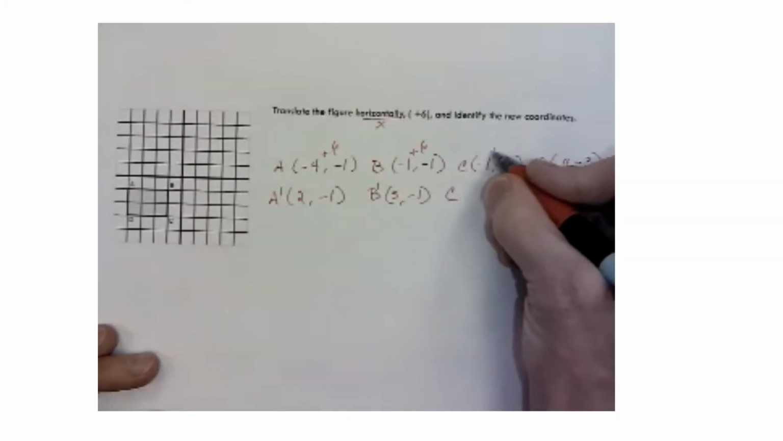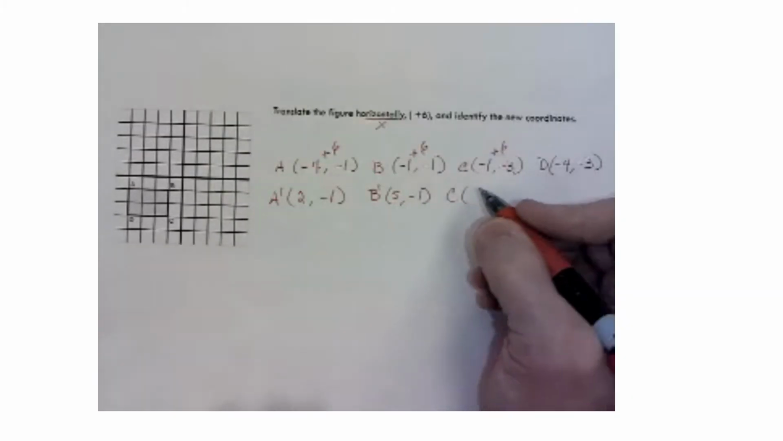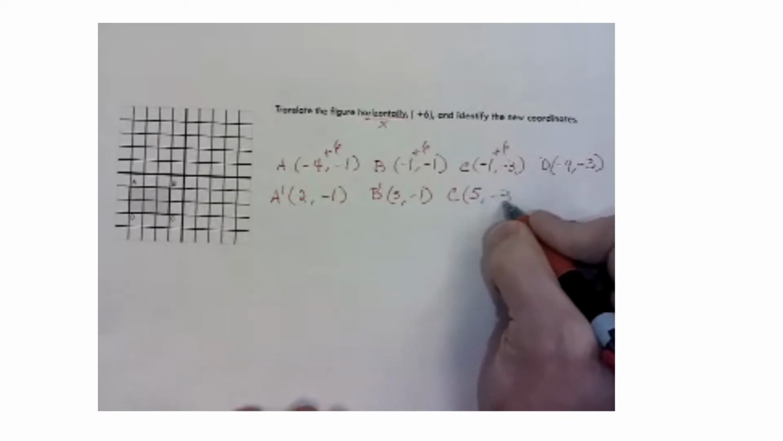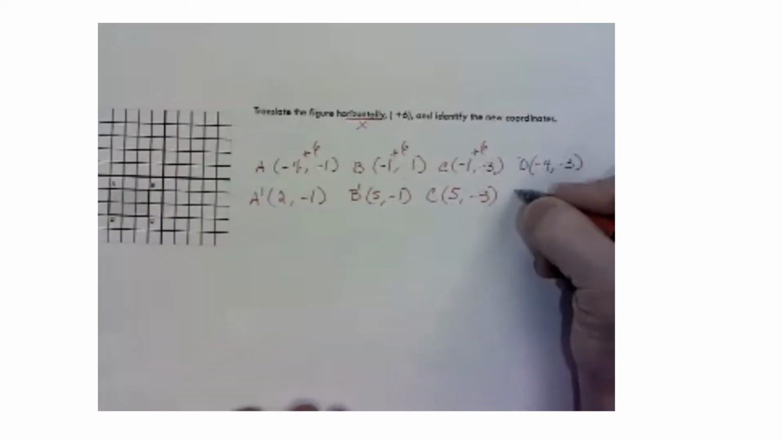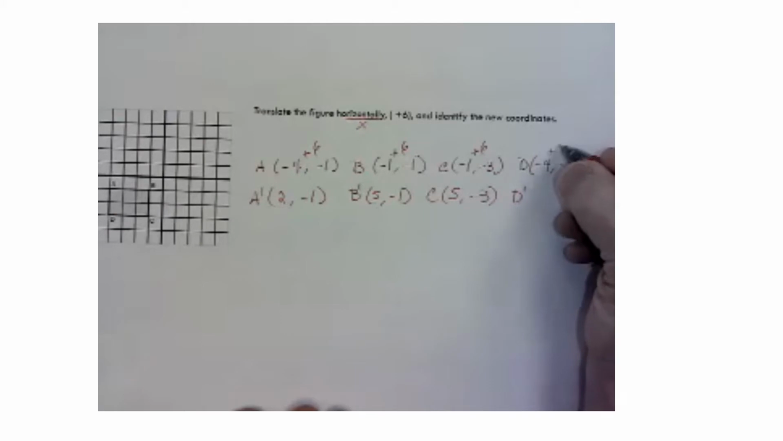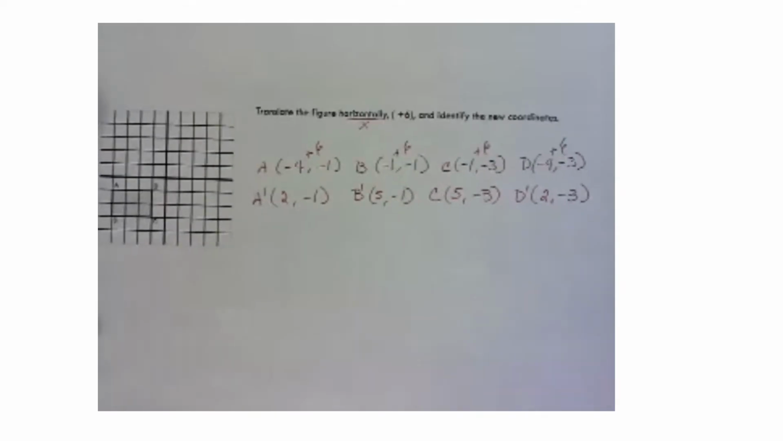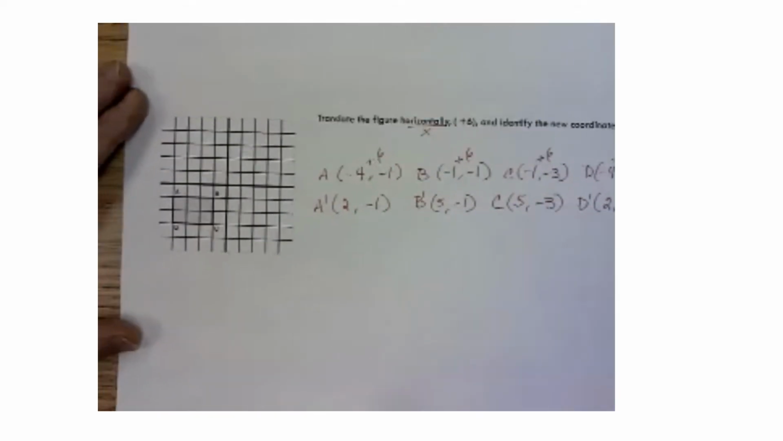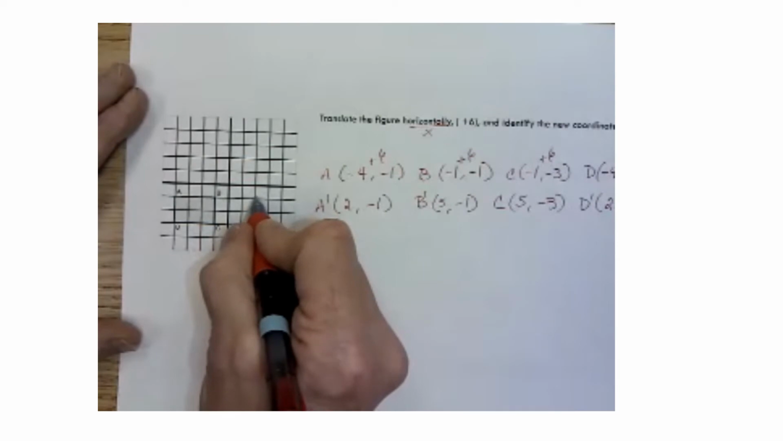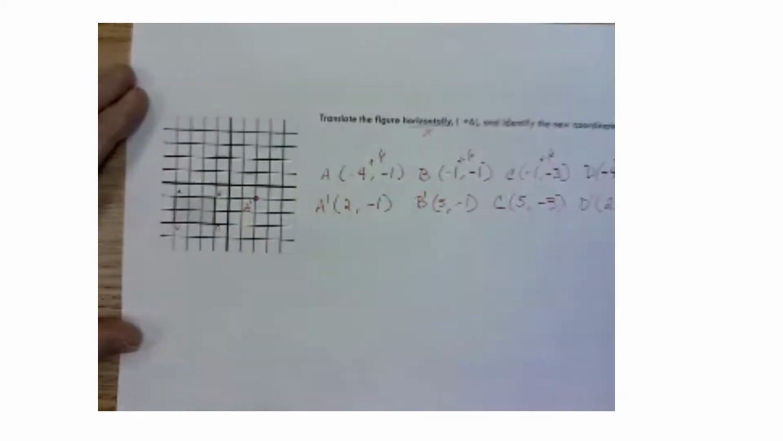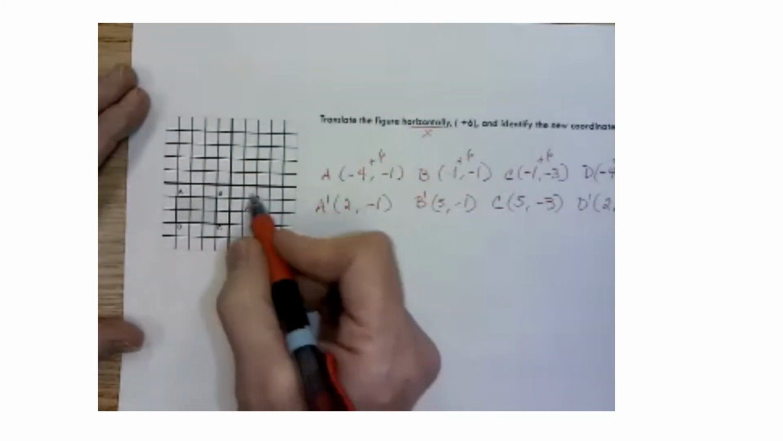C1, if we're adding 6 to -1, we would be at (5, -3). And for our D1, when we add 6 to -4, that would put us at (2, -3). So let's go graph and label our new points. A1 would be at (2, -1). There's your A1. B1 is at (5, -1).